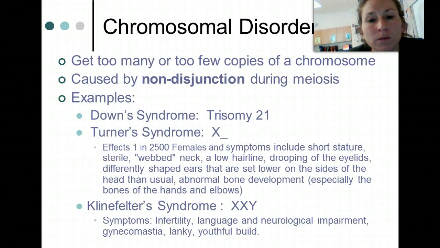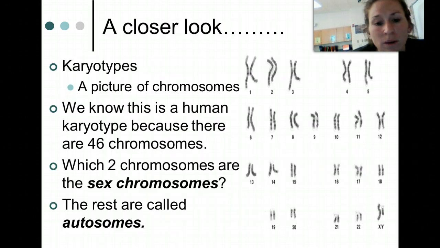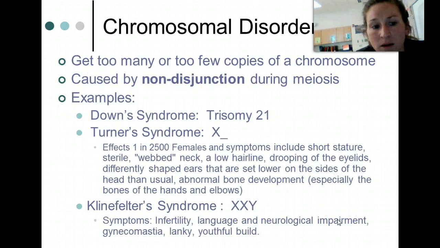So there are some chromosomal disorders. Some are more commonly known than others. This is when you get too many or too few copies of a chromosome. It's caused by non-disjunction during meiosis, and when we get into meiosis, we won't talk a whole lot about non-disjunction, but basically things go wrong during that process of cell division. So some examples are Down syndrome, which is trisomy 21. So if I go back to this slide, this chromosome pair right here, there would be 3 instead of 2, and that would cause Down syndrome.